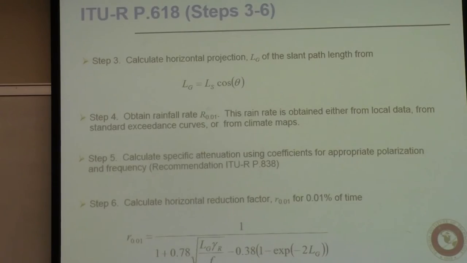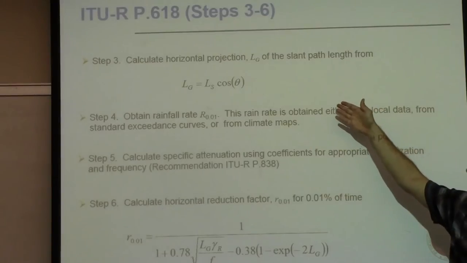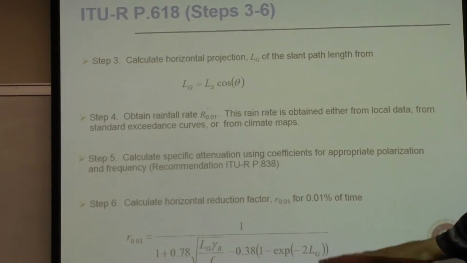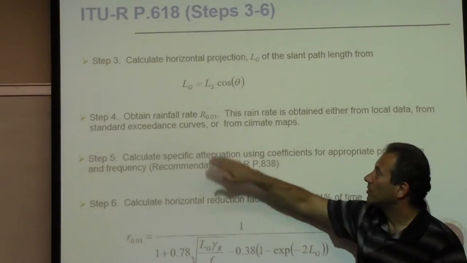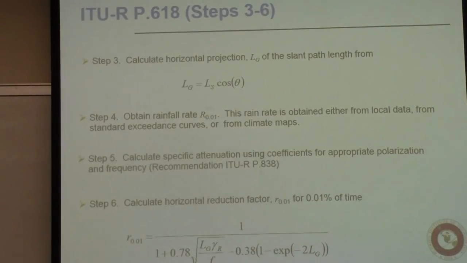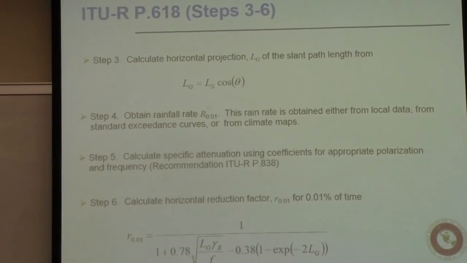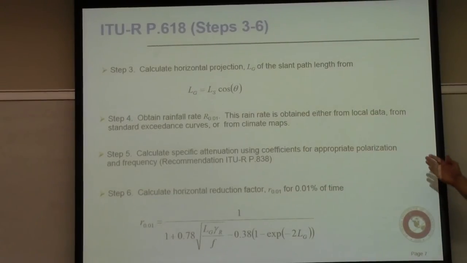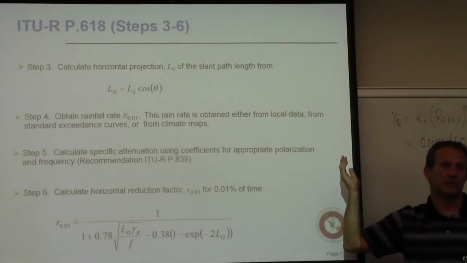Well, first we start by calculating the horizontal projection. So this is just that thing projected to the ground. Then in step number 4, you obtain the rain rate for that region. The rain rate can be obtained either from local data or from standard exceedance curves or from climate maps. If you have local knowledge, then that's preferred over everything else.